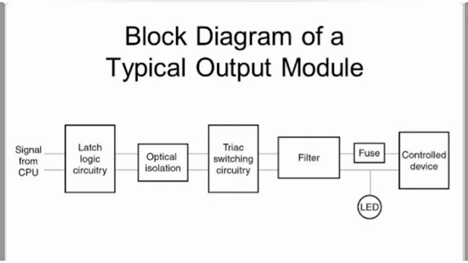Now let's see the block diagram of a typical output module of a PLC. We had already studied that as per the data given by input field devices, the PLC executes the program and stores the status of the output terminal to the output status file. For every output terminal, a 1-bit location is reserved in memory to store the status of the output terminal.